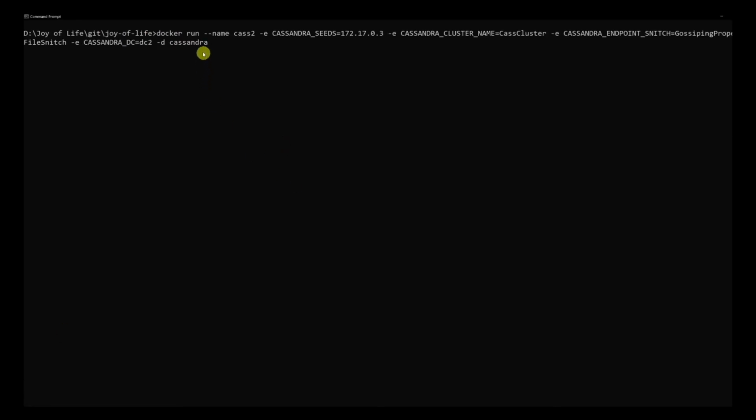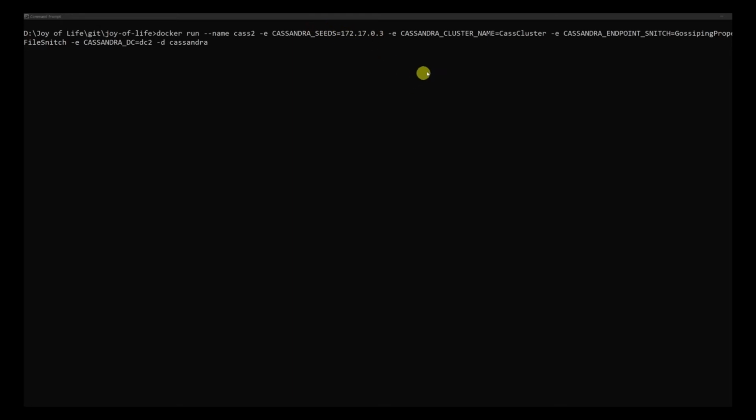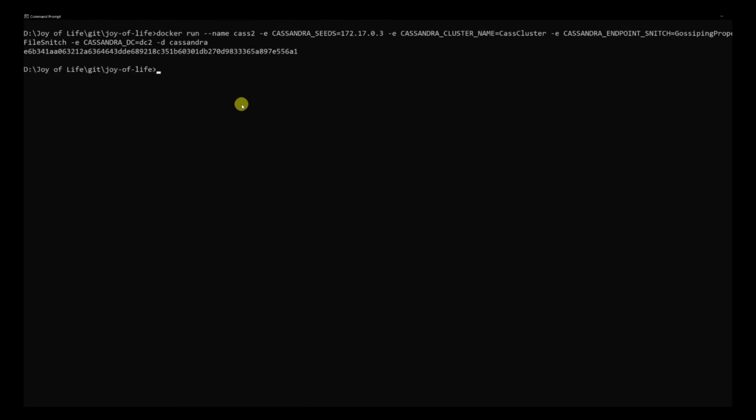Okay, now we are going to create our second Cassandra instance. We are calling it CAS2, and we have given the seed as the parent, the CAS1 that we have just created. So we have specified the IP address over here, as you see. And then we have the same cluster name and again the same gossip protocol, but check out over here, it's in data center 2, DC2, right? And we are going to spin up this instance. Well, this has also been created.